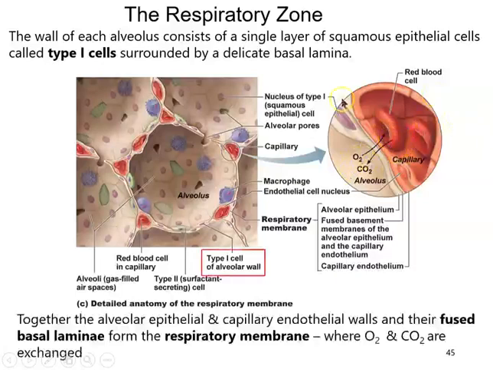So they share a basal lamina, and remember the basal lamina is just a thin protein layer. And this has its own name, the respiratory membrane. Cool.